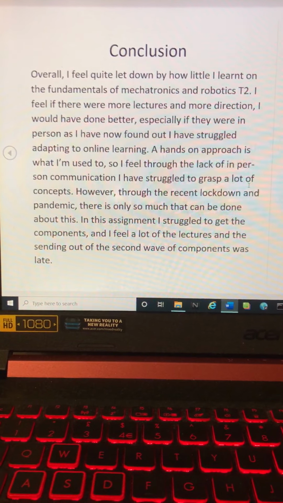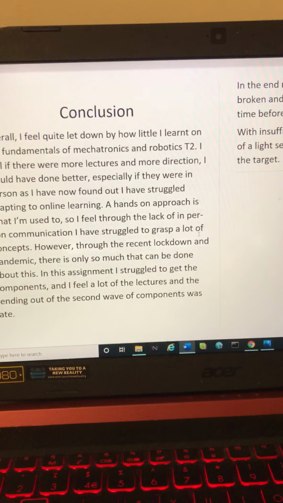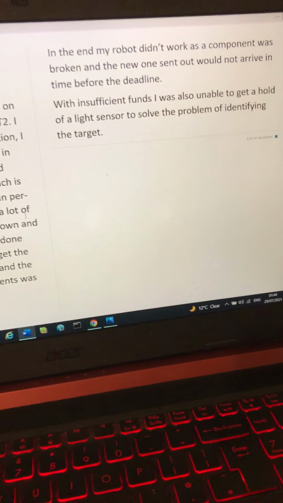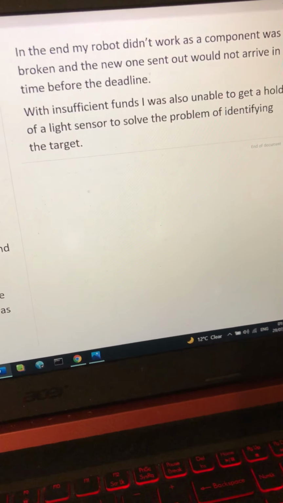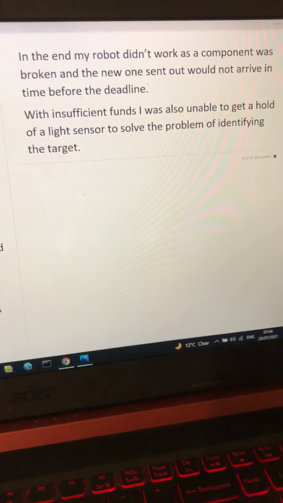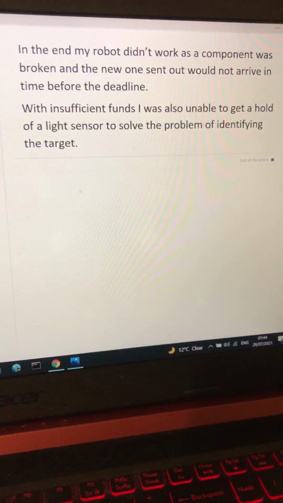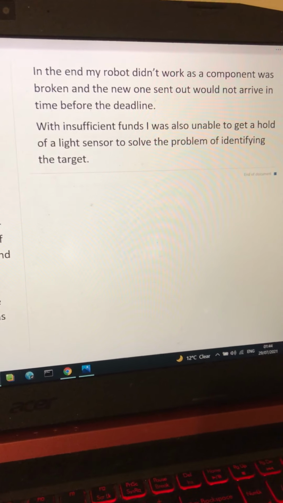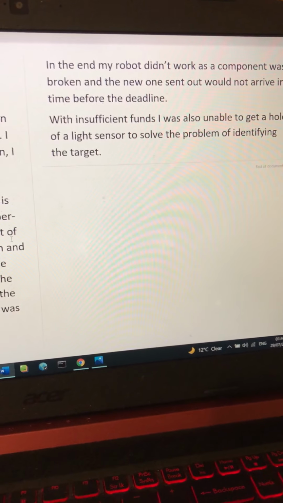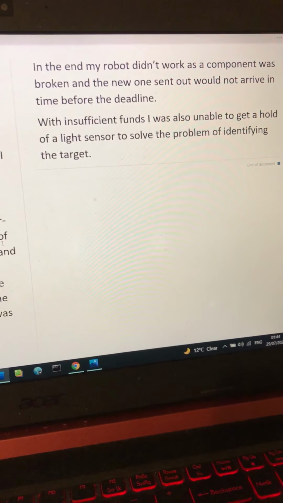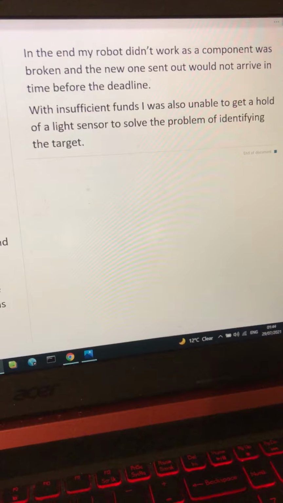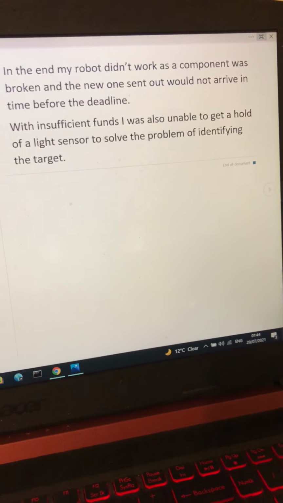Anyway, here's my conclusion. If you want to read more about it, you can go to my report again. But the main takeaway from it is that I was unable to, I guess, solve the main problem I found, because I couldn't get hold of the components.